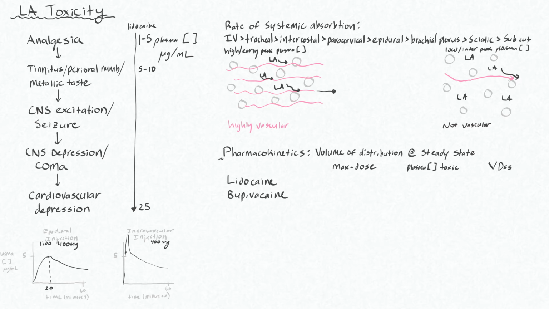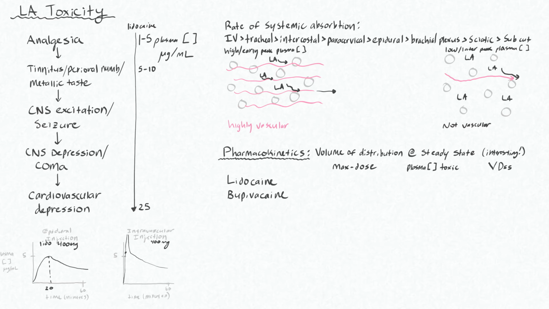I want to go over the volume of distribution at steady state for local anesthetics, which is definitely not something you need to know, but it is very interesting. We talked about volume of distribution at steady state in a different video, and I think this is a really good example where the numbers work out nicely. So we'll just jolt your memory on this. Or you can skip it and watch the next video where we talk more about toxicity.